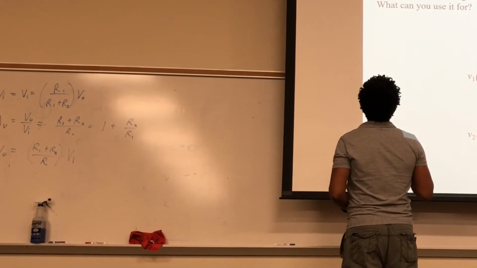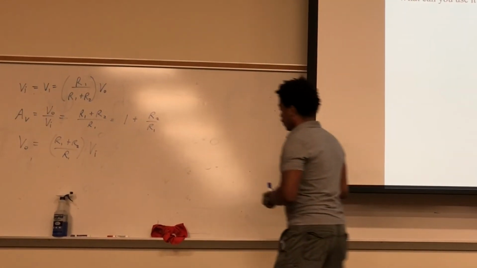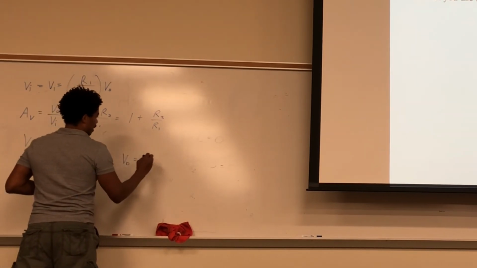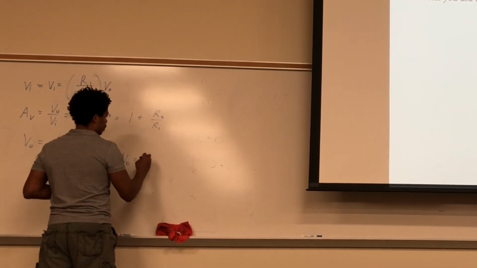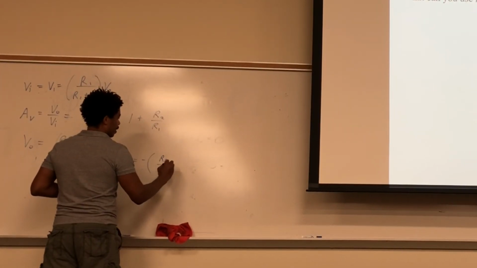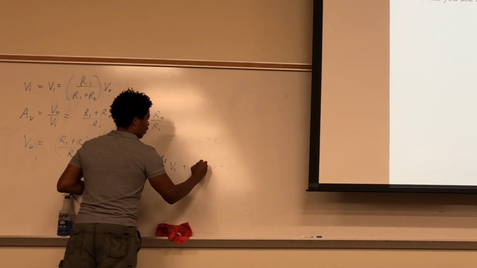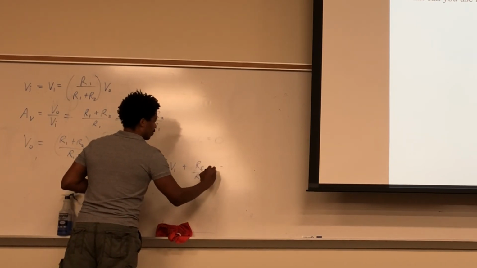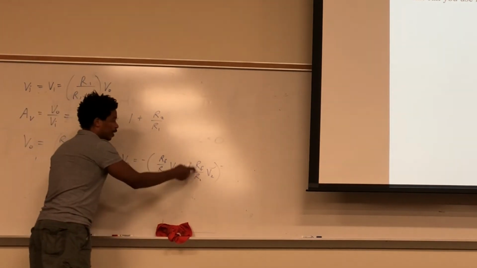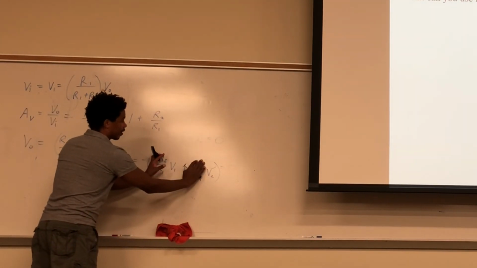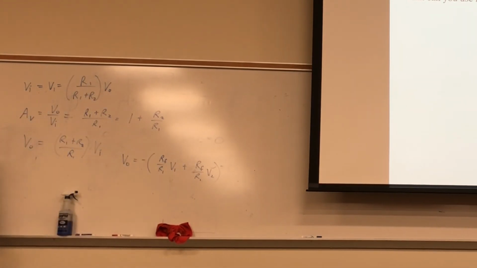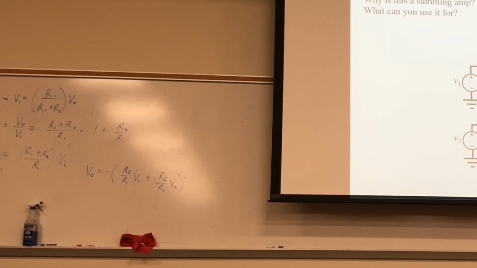Oh, and why is it a summing amp? The reason it's a summing amp is because V out looks something like this. It looks like RF over R1 times V1 plus RF over R2 V2. It looks like that. So if all your resistances were equal, there would be 1 and 1 here. So it just looks like V out is just like V1 plus V2. That's all. So that's why it's called a summing thing.